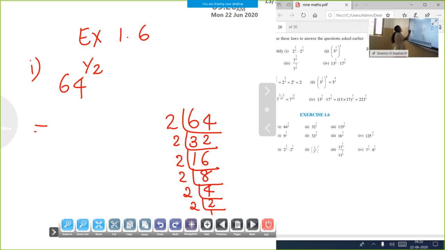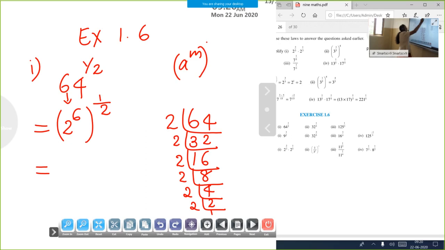Instead of 64, when you factorize, our number becomes six 2's. In this place, we write 2 raised to 6. Instead of 64, you write 2 raised to 6, the whole raised to 1 by 2. When you factorize it, it becomes 2 raised to 6, the whole raised to 1 by 2. That is why we put a bracket over there. After this, you know how to solve it. This is of the form a raised to m, the whole raised to n.